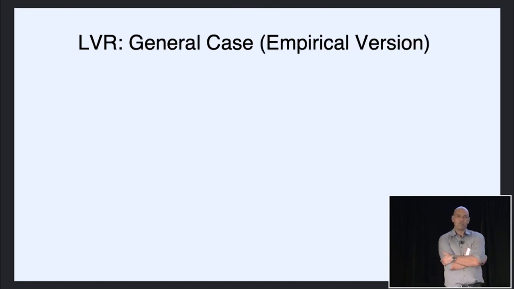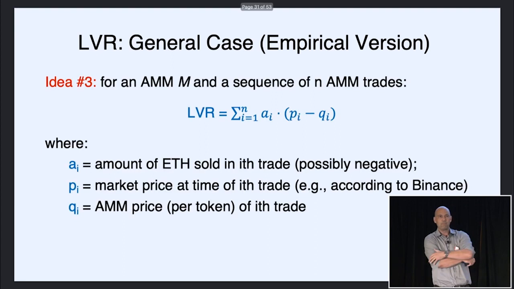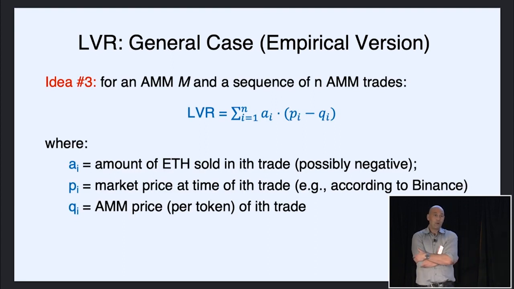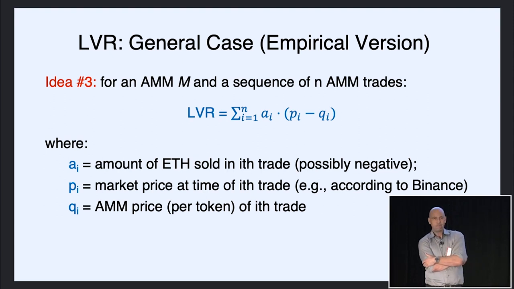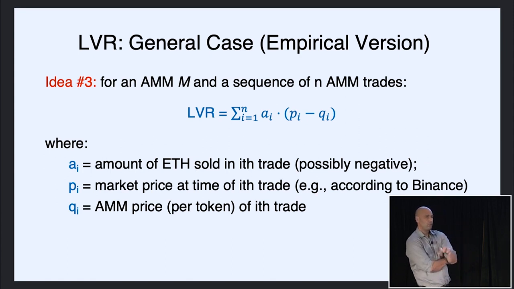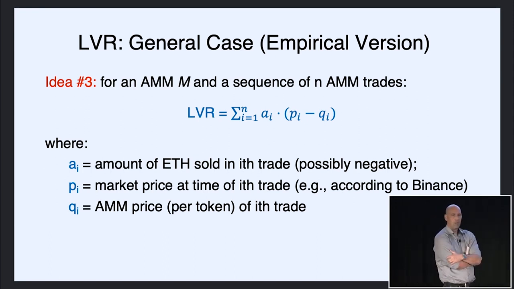So that's how lever's defined for the specific case of a constant product market maker. Given that, I don't think you'll be surprised by the definition in general. Now we're thinking about a totally arbitrary AMM, it doesn't matter which one, and a sequence of n trades that take place in that AMM. Again, the lever is computed trade by trade, and the lever of a given trade is the quantity traded, so A_i here denotes the amount of ETH bought or sold in the pool at that trade, times the difference in the prices. The difference between the price you get by trading through the AMM versus using the reference strategy and trading directly, for example, on Binance.